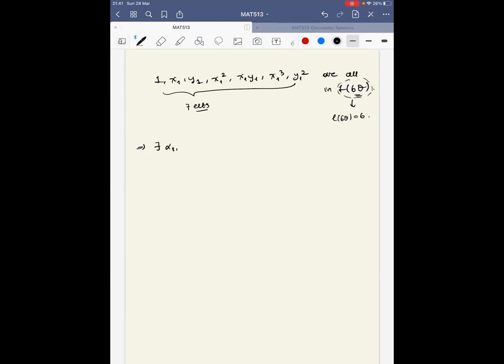So indeed, this allows us to consider some constants denoted by alpha 1, beta 1, gamma 1, delta 1, epsilon 1, lambda 1, and mu 1, not all zero, such that this gives us a non-trivial linear combination of these functions.